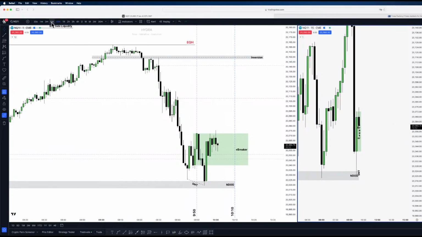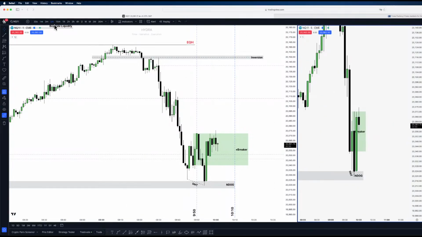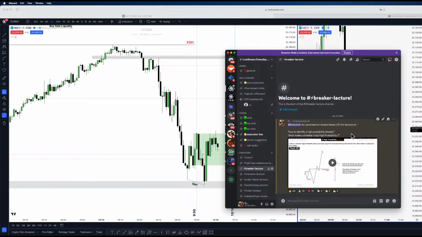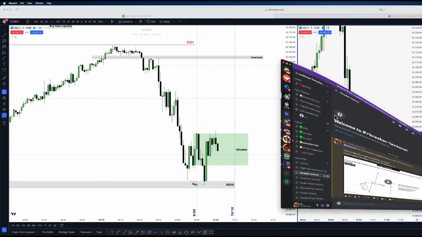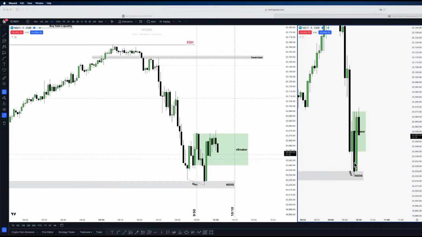Breaker activated on 5-minute. Where do you see a breaker on 5-minute? Guys, those who don't know what a breaker looks like, this is the type of breaker you want to focus on. That's just an order block, all right? This is an order block. Breaker is this.